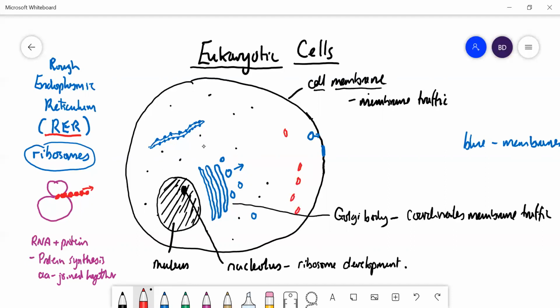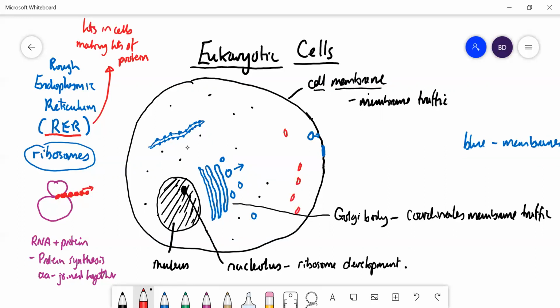You see lots of this stuff. You see lots of rough endoplasmic reticulum in active cells, in cells making lots of protein. So, for example, the plasma cell, which you may have heard of. Plasma cells make antibodies. It's a kind of white blood cell. They've got a very well-developed system of rough endoplasmic reticulum, because they're making a lot of protein. They're making the immunoglobulin, the antibody, and the cell is secreting that all the time.